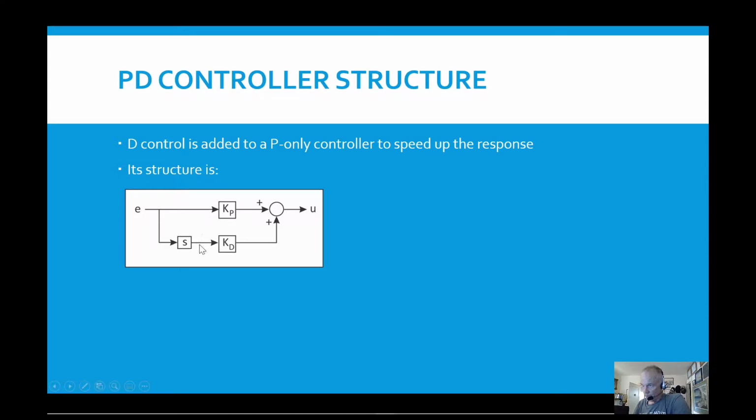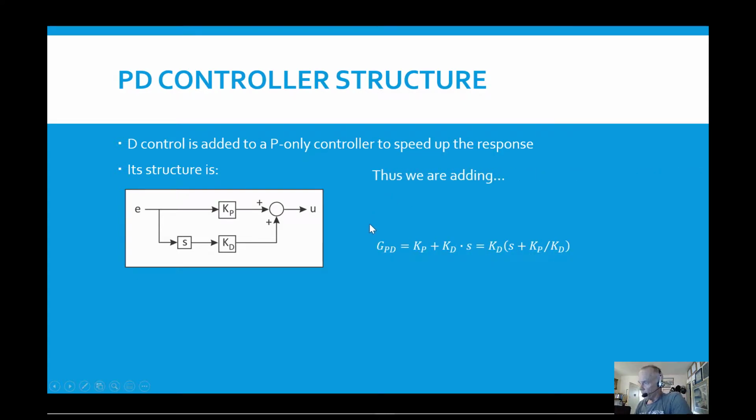And what that means is if you look at the error curve as a function of time, this is the slope of that error curve. So the more the error is changing, the greater this value will be. And then we multiply it by the derivative gain and add that into the proportional gain, and so we have a PD controller, and the combination of those two signals is the signal that goes out to the actuator.